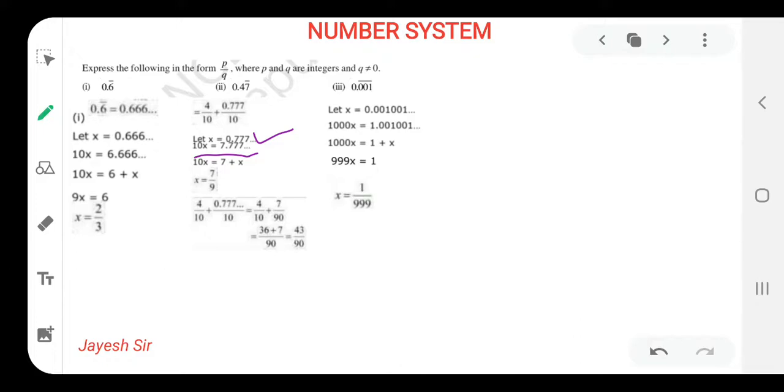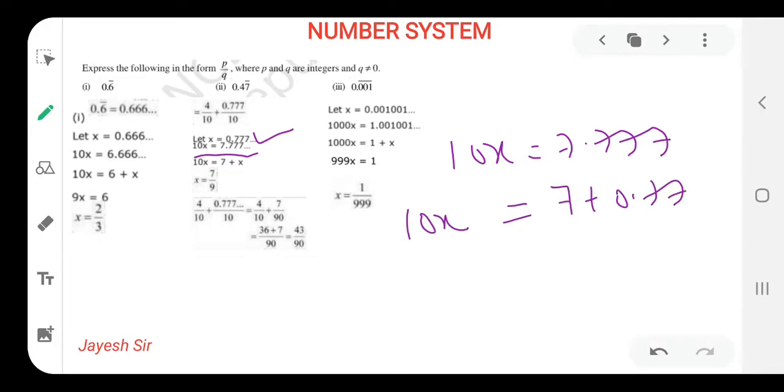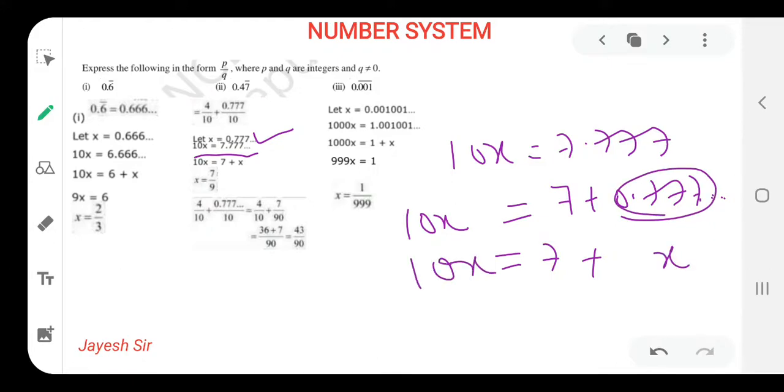Now similarly, one more step, that is, previously this step was also not written. Here also it is not written: 7 plus 0.777. And now we are able to catch that this value is equal to x. So 10x, same step, terms having variable on one side. 10x minus x equals 7. So 9x equals 7. So x equals 7 by 9.